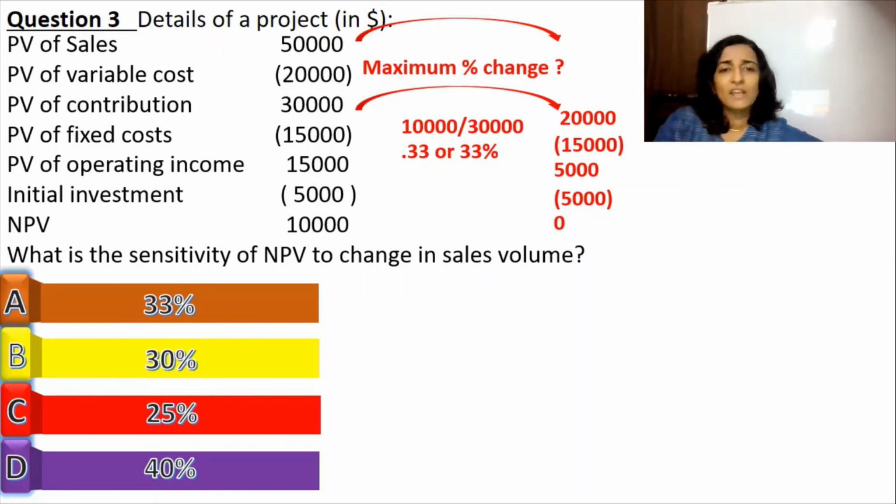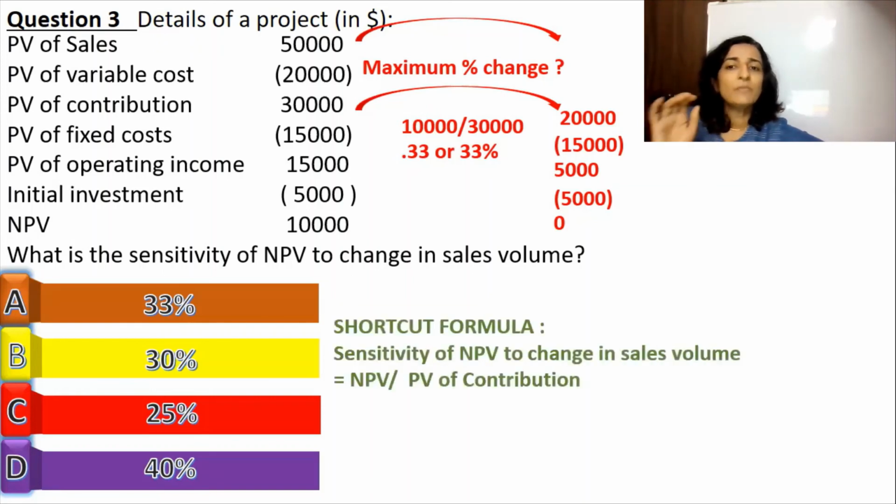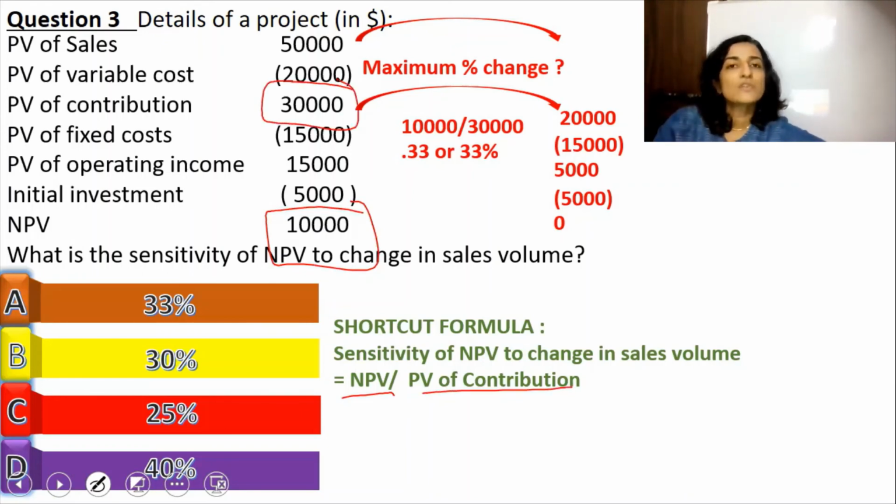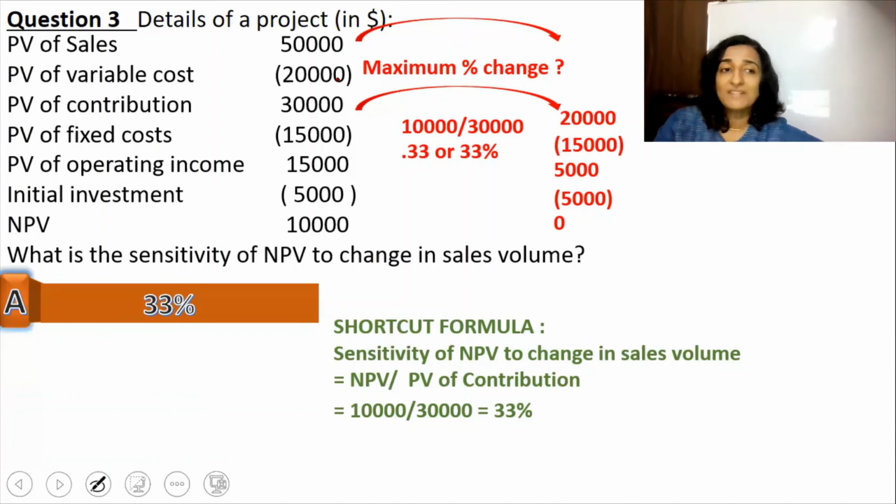So the shortcut formula is sensitivity of NPV to change in sales volume is given by the formula NPV divided by the present value of contribution. So what is NPV? NPV is $10,000 and present value of contribution is $30,000. So what is the answer? It's 10,000 divided by 30,000, 33%. In one shot, we get the answer. No backward working, no hassles, just substitute in the formula. You will get the answer of the sensitivity of NPV to changes in sales volume. So the right answer is 33%, option A.